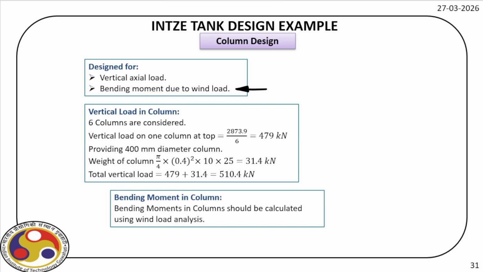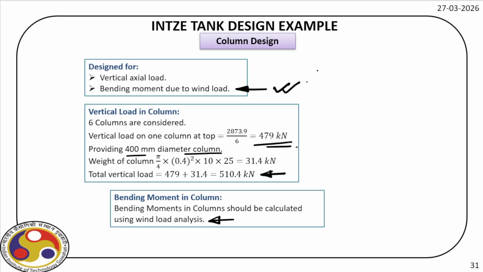So there are 6 columns. Vertical load on each column we can calculate. So we can provide 400 millimeter diameter bars. Of course, we have to go for a very detailed calculation, but just to give you the idea how to continue for the column design, we first find out the total vertical load and moment, and the moment will come from the wind load analysis, and accordingly we can design the column, which is again discussed earlier. So you can adapt that. The only additional thing is wind load estimation.